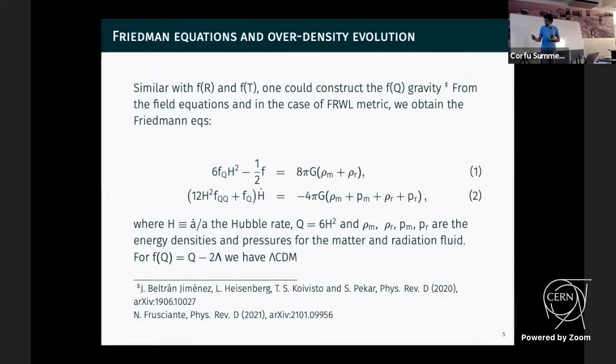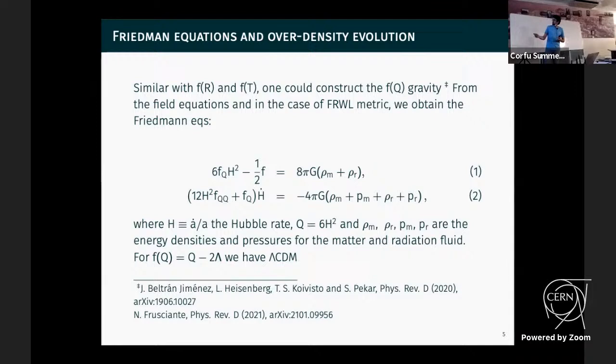The modified Friedmann equations are equations 1 and 2, given a general f(Q) modification. f(Q) is a function of Q. Q is the scalar of non-metricity, which in a cosmological spacetime is given as 6 times H squared, where H is the Hubble rate, the main observable in cosmology, or at least observable. We cannot observe anything directly in cosmology.